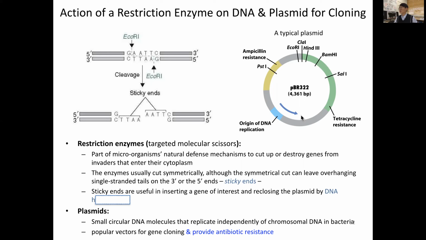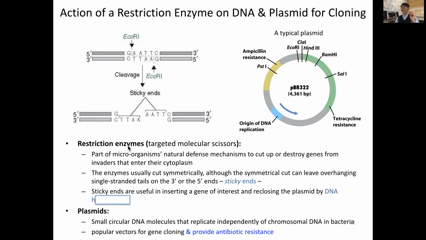So this is a typical plasmid. You can actually buy it and insert your own interesting DNA into it for your molecular cloning. So let's take a look. This plasmid usually contains an origin of DNA replication, and there are tetracycline and ampicillin resistance genes. This is antibiotic resistance for selection. And there are a number of these restriction enzyme binding and cleavage sites.